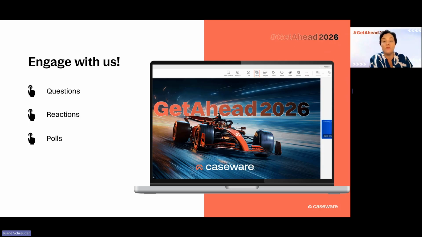And then just to the right of the Q&A, about three icons to the right, you will see the reactions. So you're welcome to do a thumbs up or whatever it is that you feel you need to. And then lastly, we will also have the polls active during the session.